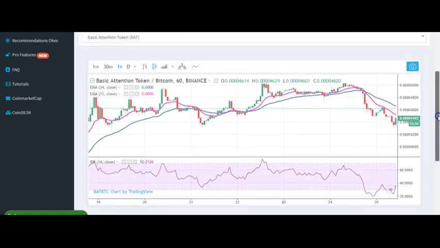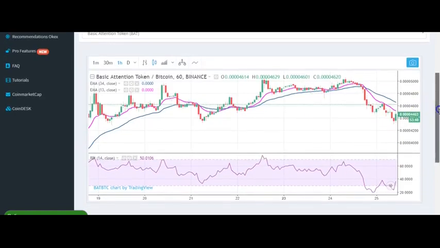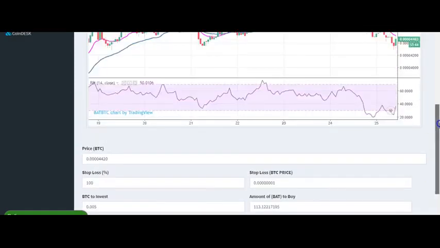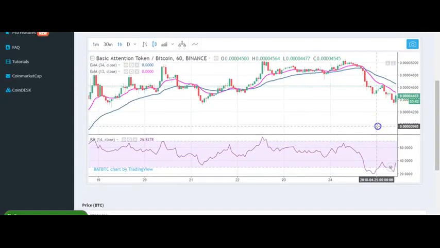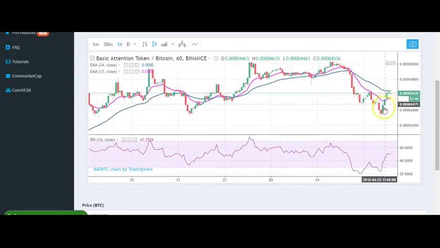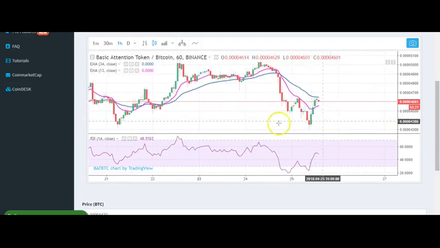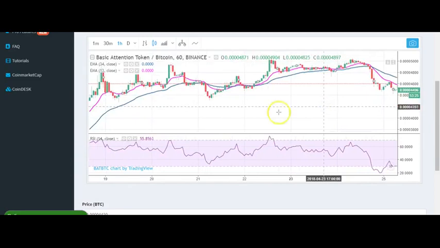And so what's going to happen is, when I click add hybrid, this trading bot on Kraken will actually trade this order at 8% for me right here, or wherever 8% is. So I don't have to worry about the sell. Oh, this is current time.